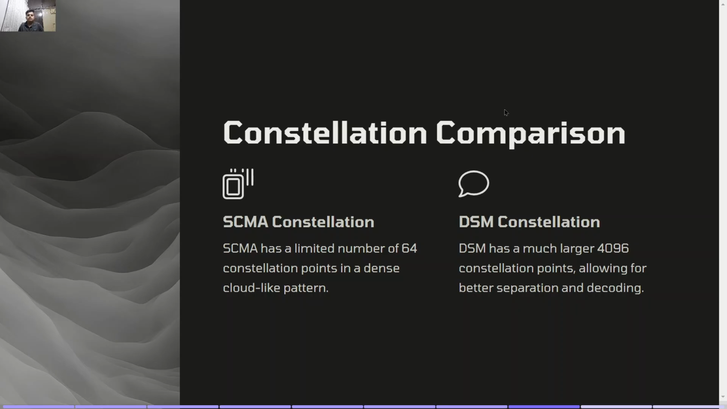Constellation comparison. SCMA constellation. SCMA has a limited number of 64 constellation points in dense cloud-like patterns, whereas DSM constellation has a much larger 4096 constellation points, allowing for better separation and decoding.